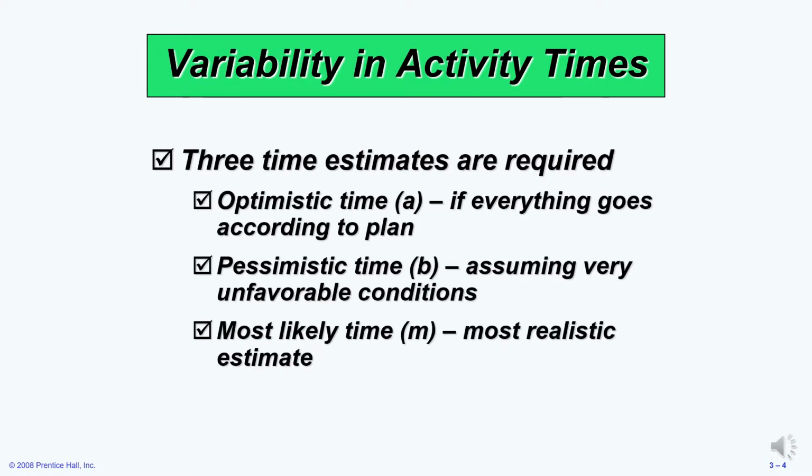Now, there are three pieces of information that are required. We must know the optimistic time, which is the best case scenario. If everything goes according to plan, what is the least time it would take to complete that task? The pessimistic time is the opposite. So assuming that there are any unfavorable conditions, what is the worst case or the most time it could possibly take to finish that task? And then there's a most likely time denoted by M, which is the most realistic estimate of task completion. So A is optimistic, B is pessimistic, and M is most likely time.